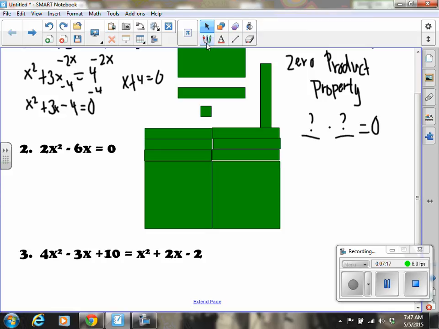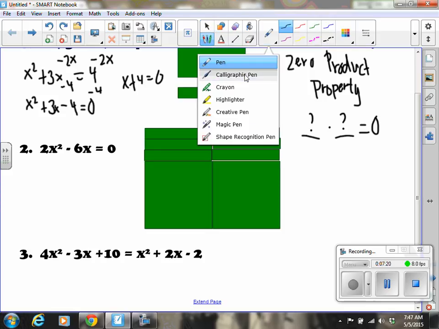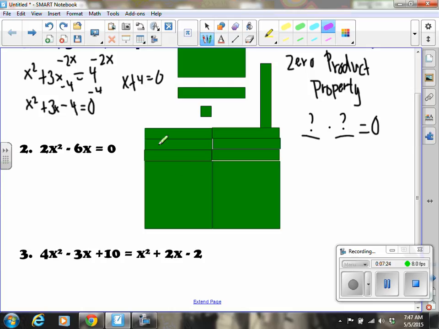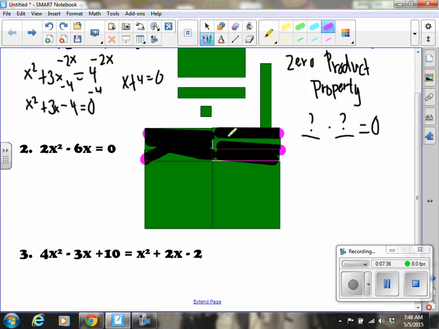And those are negative, so I'll need to shade them. Or I could have put those -6x's this way. Could have done that as well. Either way, I'm going to end up with a factored form. There's two different expressions for that factored form.